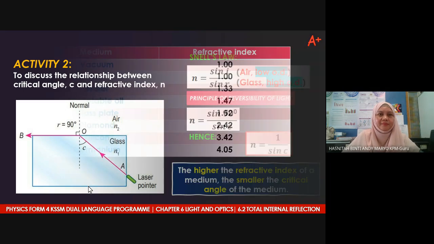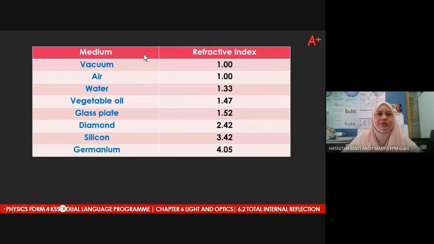Next, this table shows examples of a few media together with their refractive index. Vacuum or air 1.00, water 1.33, vegetable oil 1.47, glass plate 1.52, diamond 2.42, silicon 3.42, and germanium 4.05. So the optical density increases from vacuum to germanium, and the refractive index also increases from 1 to 4.05.